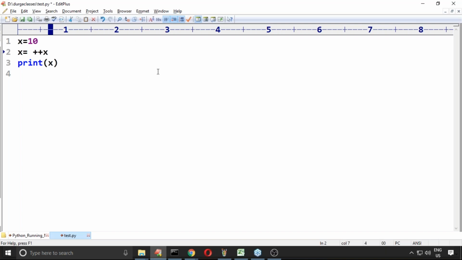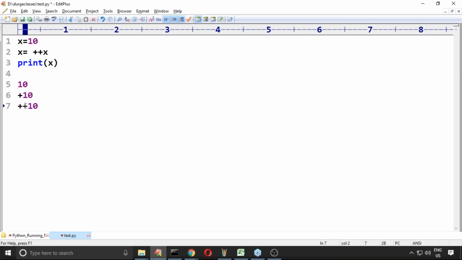Here 10 is there. Can I represent 10 as plus 10? Is it valid or not? Plus 10, is it valid or not? Valid. Plus 10 means positive 10. Sir, plus 10 means 10 only. I'm adding one more plus.